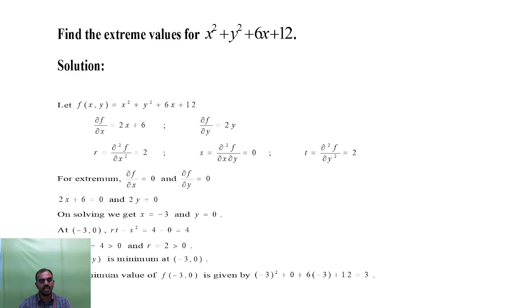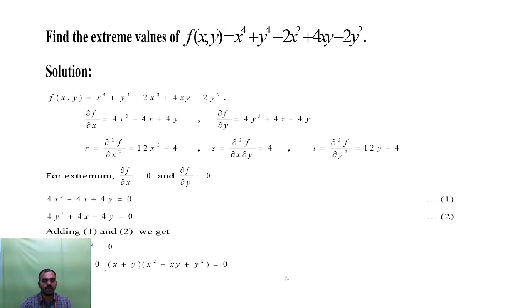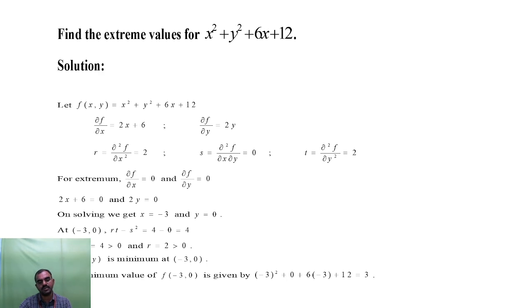Okay, next you find the minimum value. How to find the minimum value? Substitute this value in the given function. So the minimum value of f of minus 3 comma 0 is given by: x value we put minus 3 here, minus 3 square, plus y value 0, plus 6 into x value minus 3, then plus 12. Minus 3 square is 9, here minus 18, and here plus 12. So we get 12 plus 9, which is 21. 21 minus 18 is 3. So that is the minimum value of the function: 3.